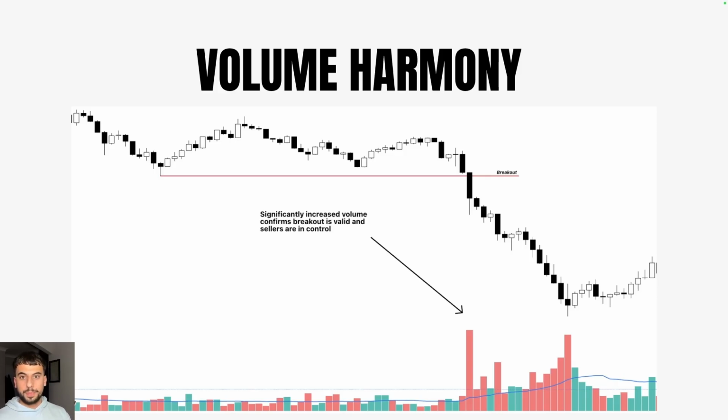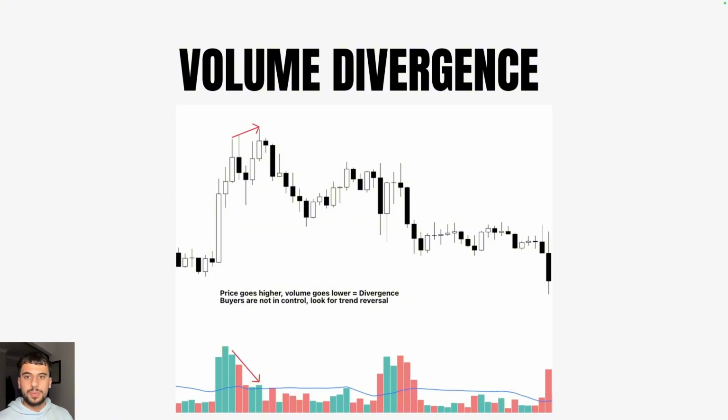And on the preceding legs of the trend, the next breakout and the next breakout, you also want to see volume continually rising. And that shows you that the lower price goes in this example, the more sellers are participating. So there's more effort to continue pushing it lower, which again is volume harmony, because price is moving in a direction where volume is also rising. That is harmony.